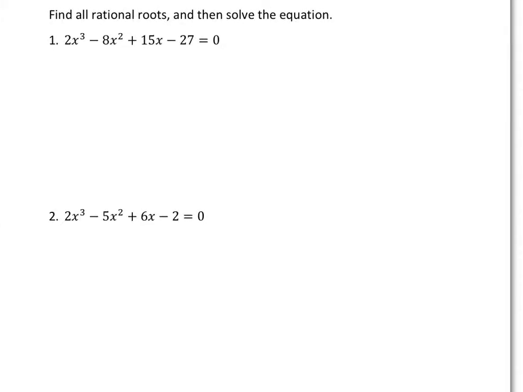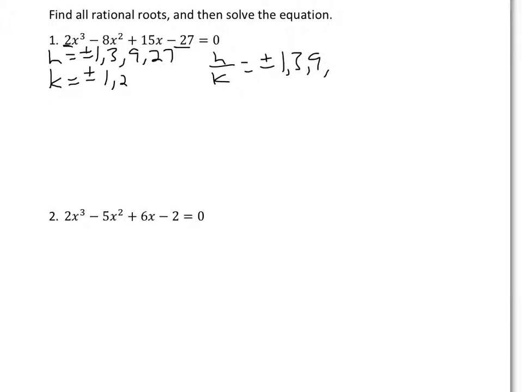So for this one, remember h is a positive or negative factor of our d. So that's plus or minus 1, 3, 9, and 27. And k is a positive or negative factor of a, so plus or minus 1 and 2. Well, we don't want h and k, we want h over k. So out of all those h's and all those k's, we combine those into as many possible fractions of h over k as we can. So that's plus or minus all those things over 1, which are just those numbers, and plus or minus all those things over 2, which look like this.